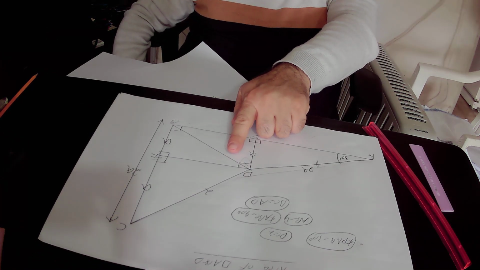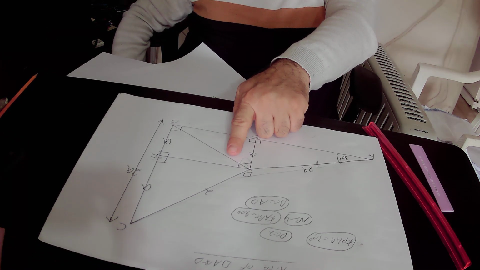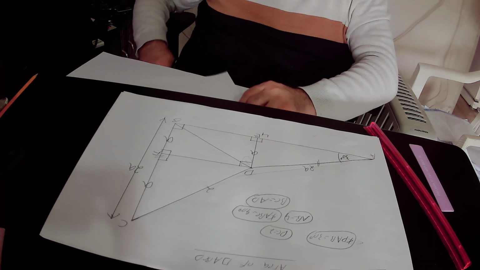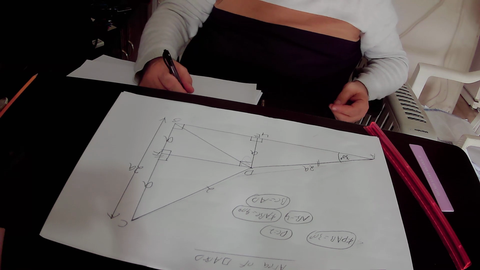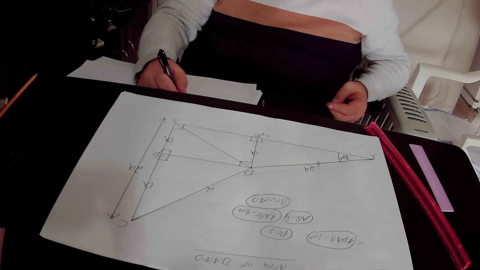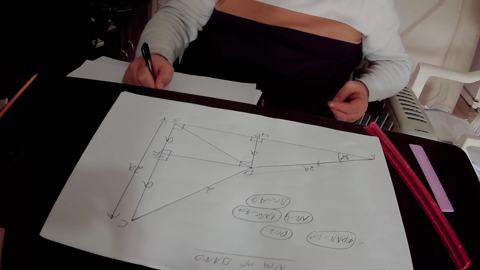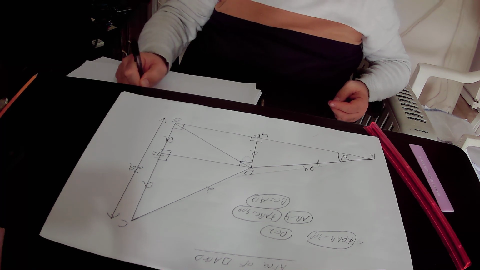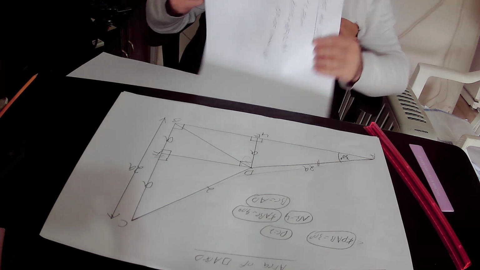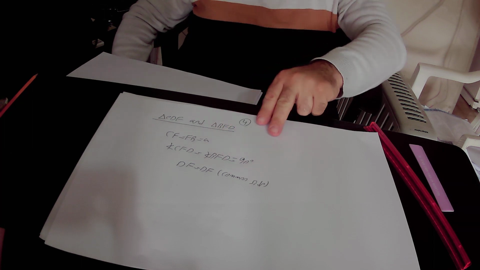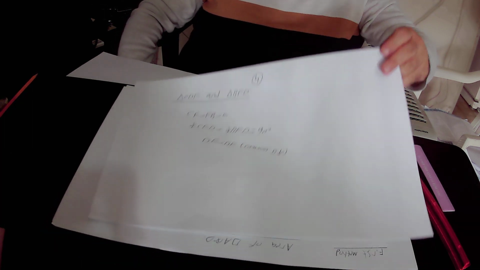And DF is the common side, it belongs to both triangles, so we can write down that DF equals DF. DF is the common side that belongs to both triangles.